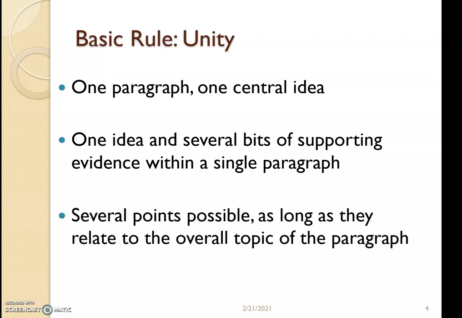Several points are possible in a paragraph as long as they relate to the overall topic of the paragraph. Since I said one central idea, one paragraph, there can be several points which relate to the overall topic of the paragraph, but the central idea has to be one.